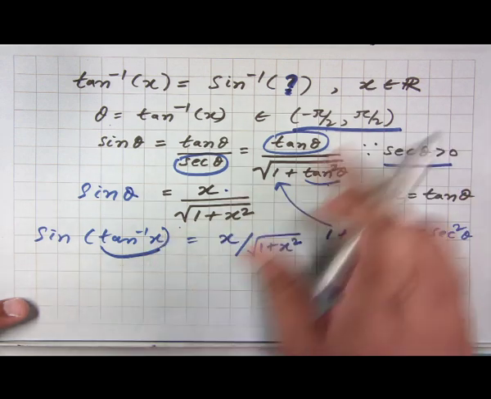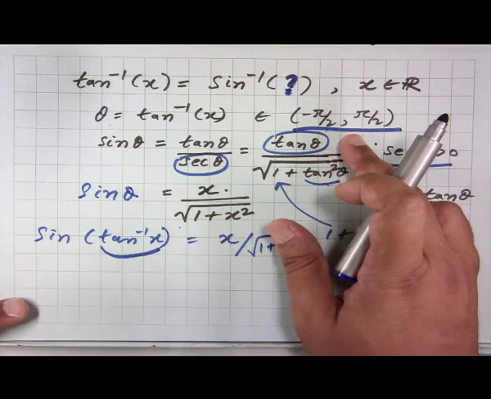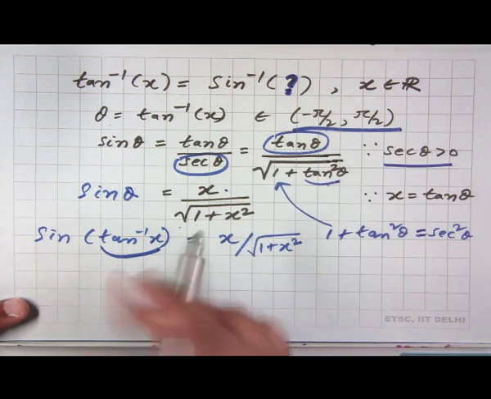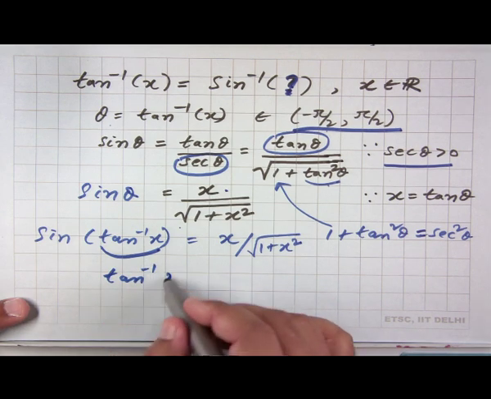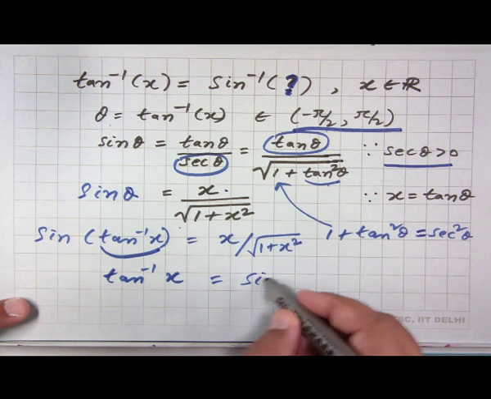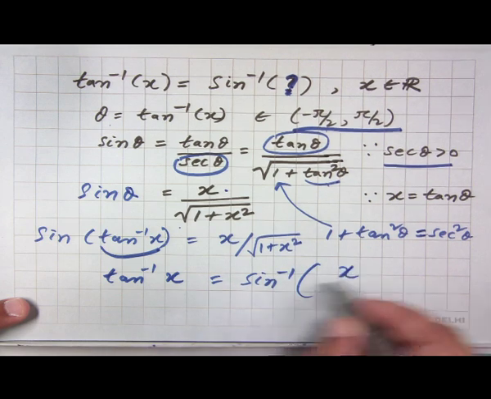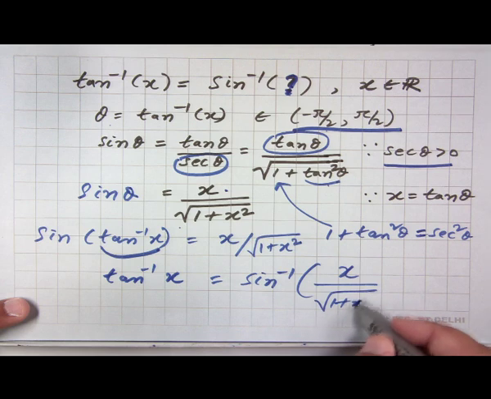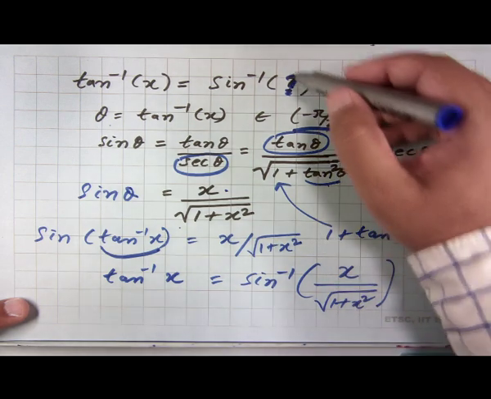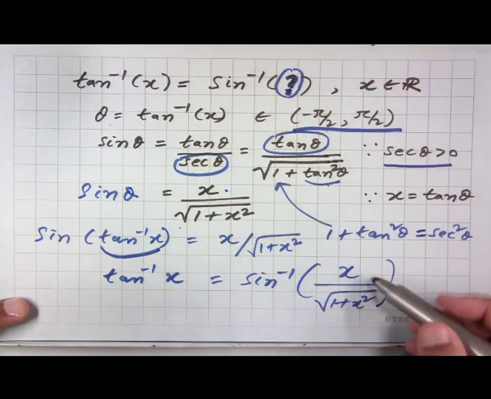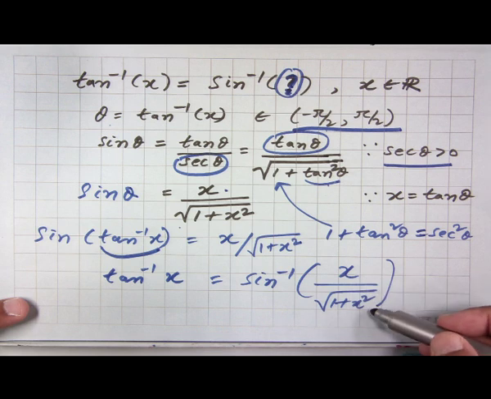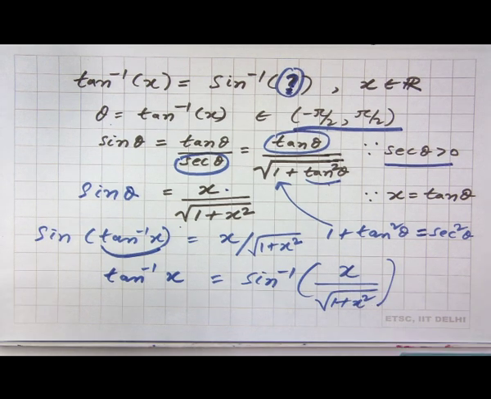It is, so this is actually a subset of the range set of sine inverse, and therefore, from this statement here it follows that tan inverse x is equal to sine inverse of x over root of 1 plus x square. So, this big question mark here inside the argument of the sine inverse function is actually equal to x over root of 1 plus x square.